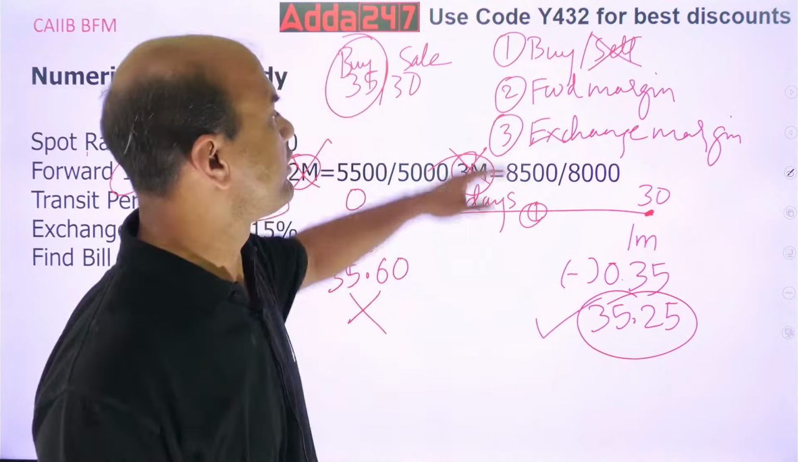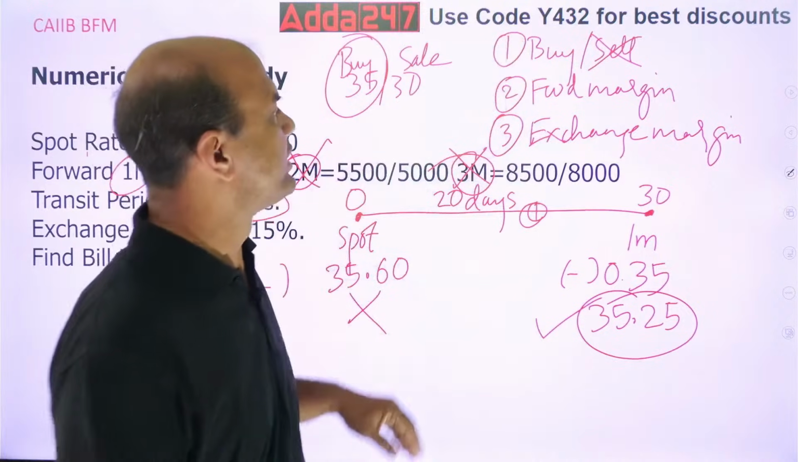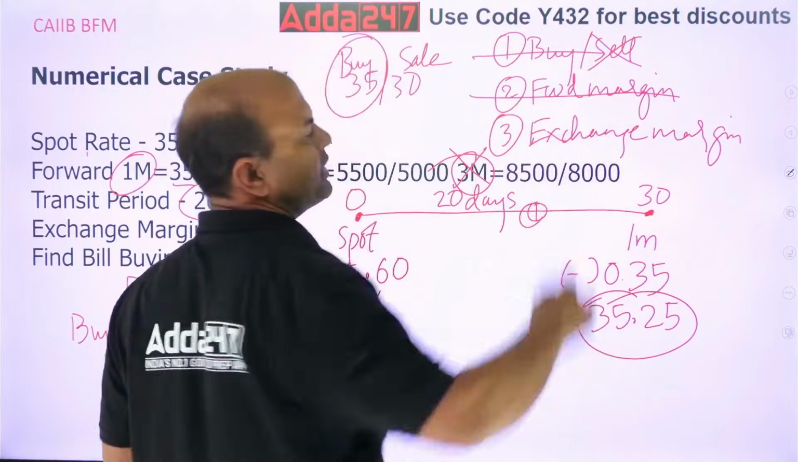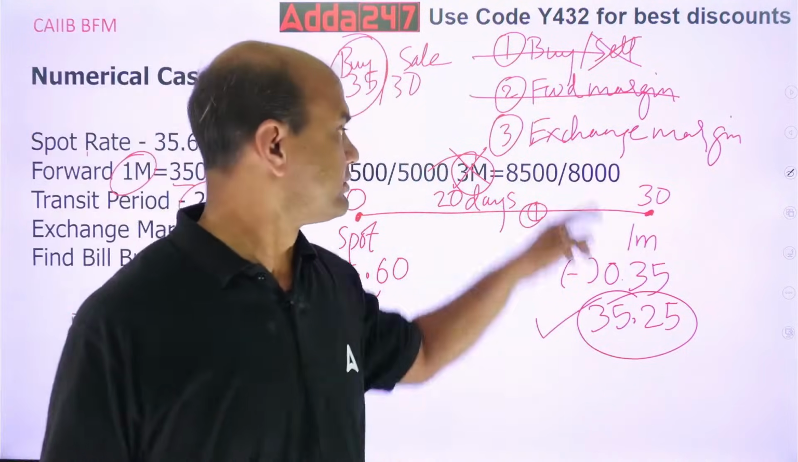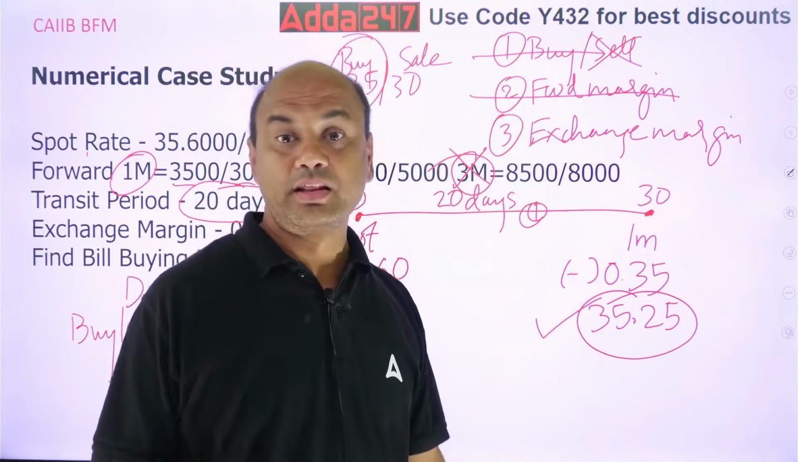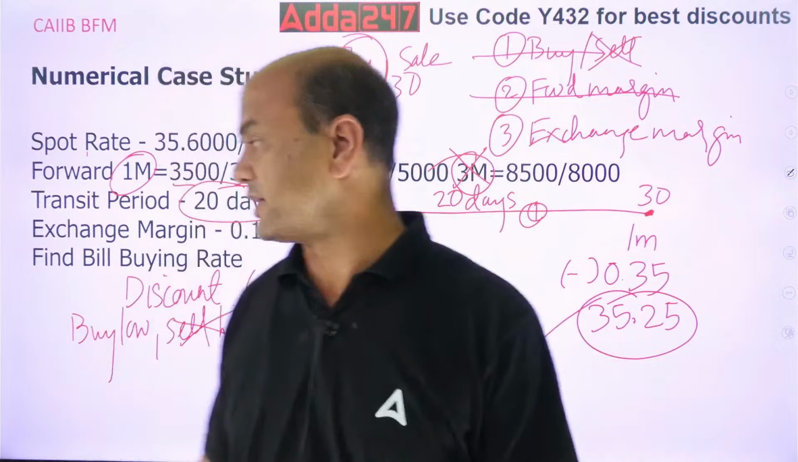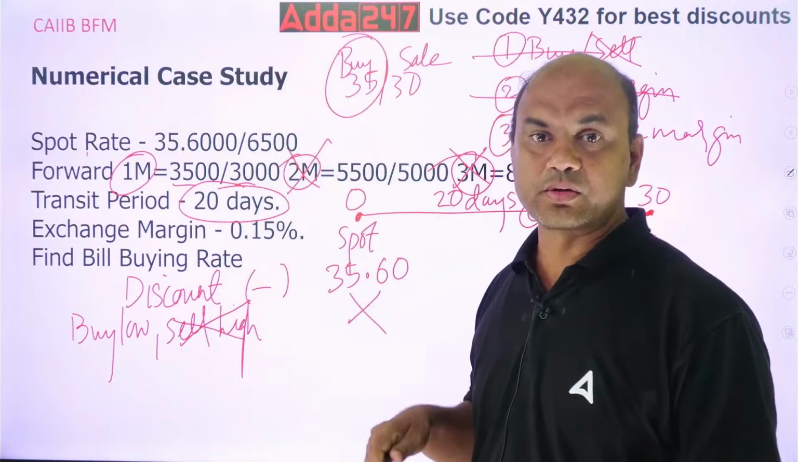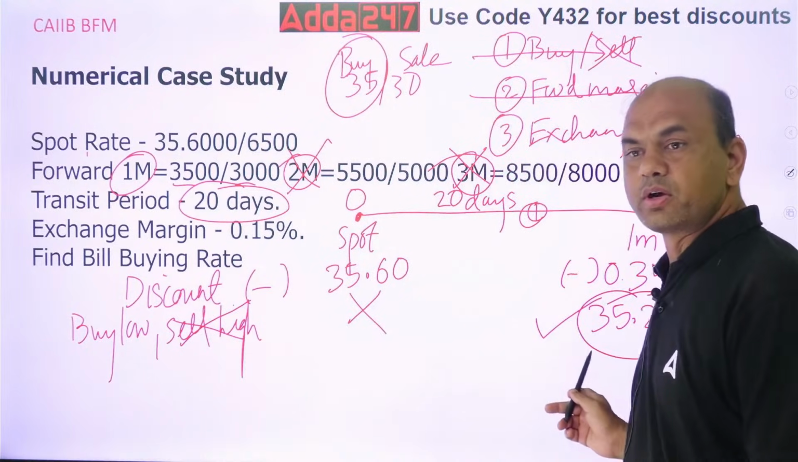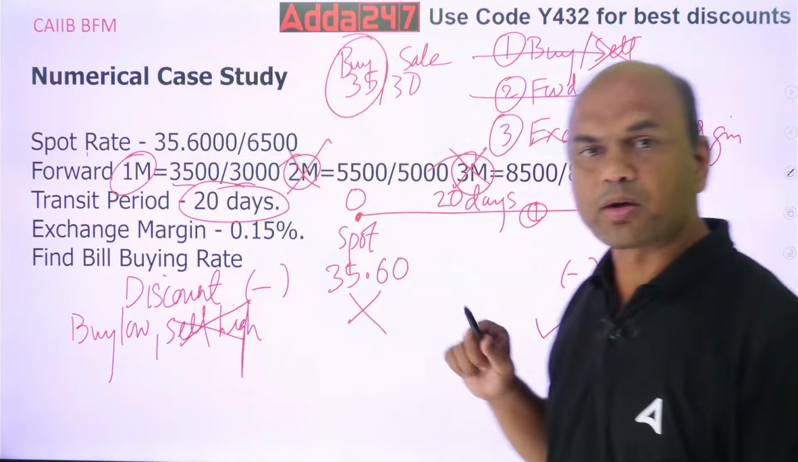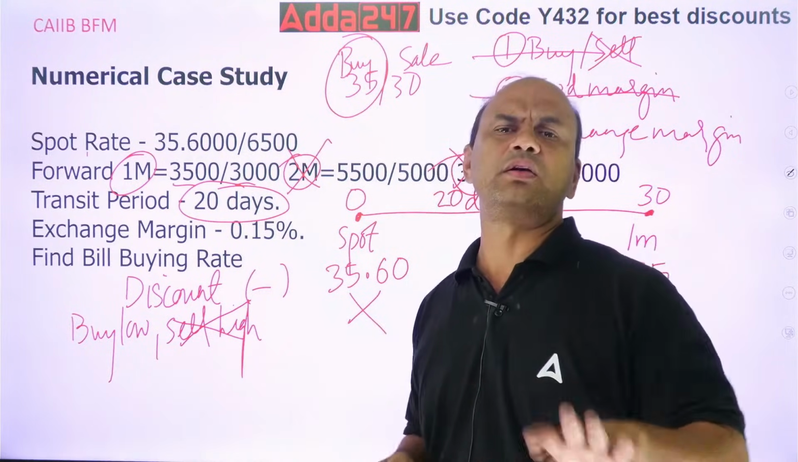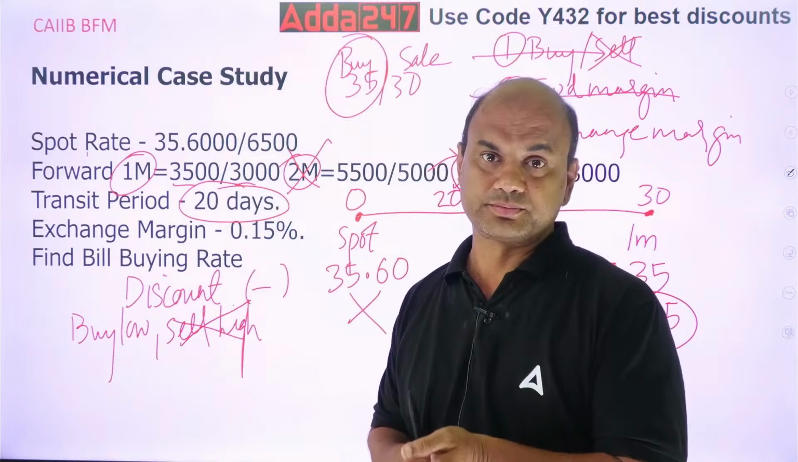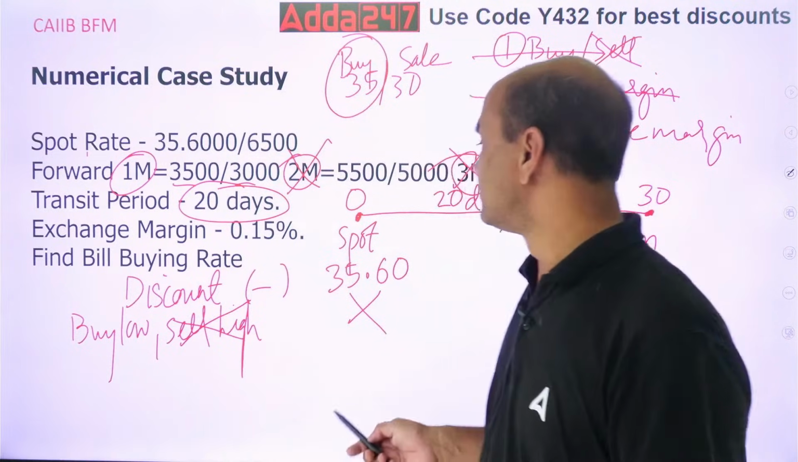So now where have you come? In these three steps, first step is gone. Second step is gone, forward margin. This answer is for the forward margin. Now what is remaining? Third, exchange margin. What is the exchange margin? 0.15%. This exchange margin you will always have to calculate on the last rate, whatever you have got. Only if the problem says to calculate it on spot rate, then calculate it on spot rate. Otherwise don't.